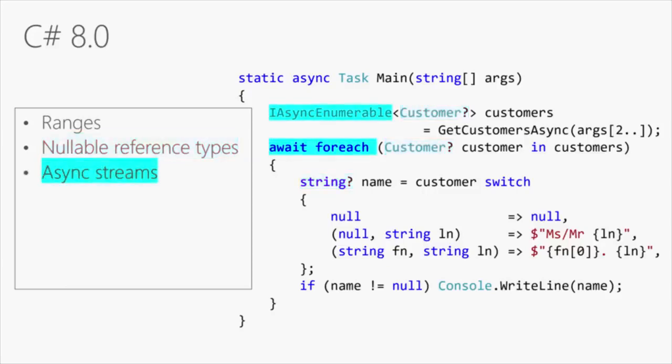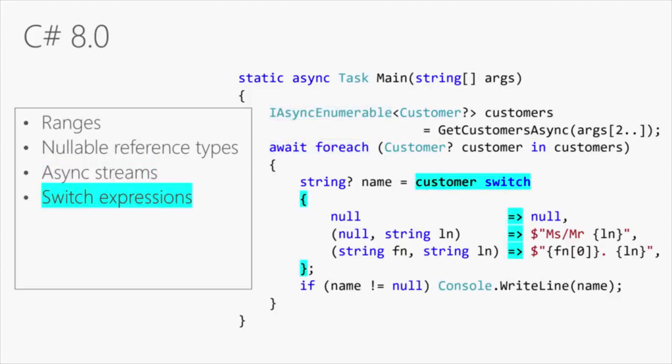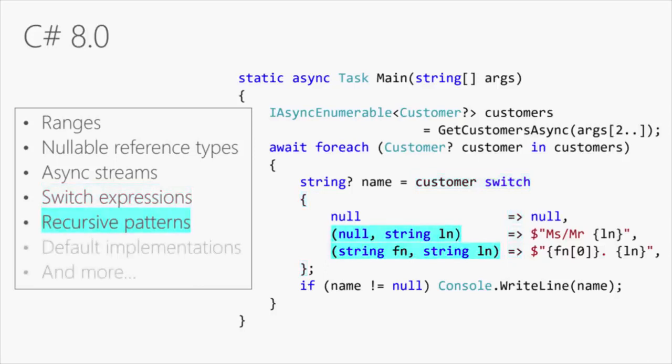We introduced async await years and years ago, and when we did, it could return a single type. Now with C# 8, async can return a collection, an IEnumerable of types. So for the first time ever, you can return more than one value from an async method. So that's async streams. We got switch expressions, recursive patterns, and a lot more as part of C# 8, but there's a lot of productivity improvements there.